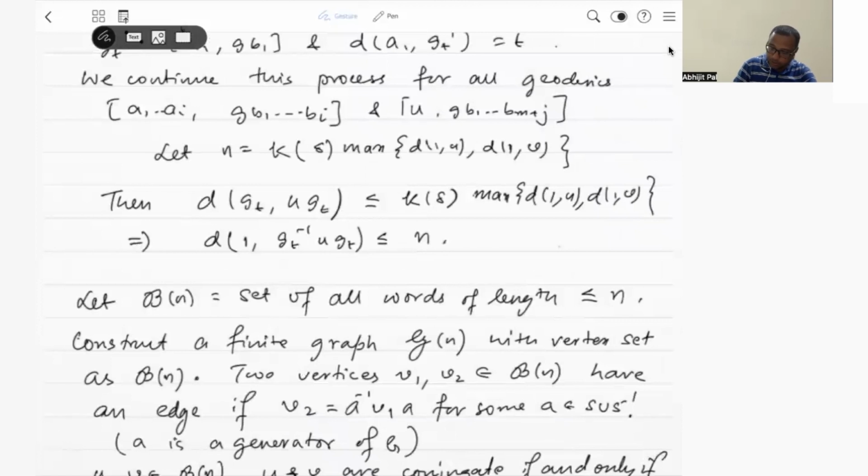So we have this thing here. The distance between g_t and u g_t is less than or equal to this. Therefore, the distance between 1 and this conjugate g_t inverse u g_t is less than or equal to n.